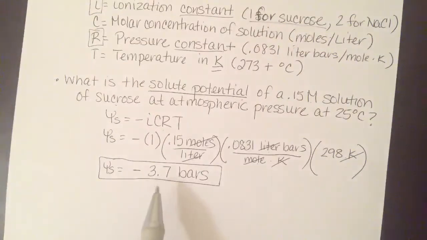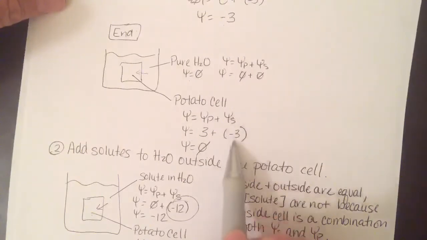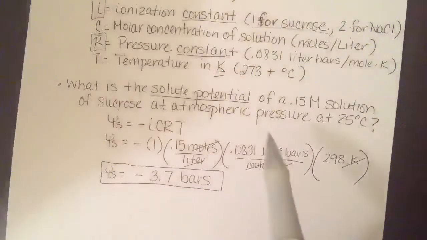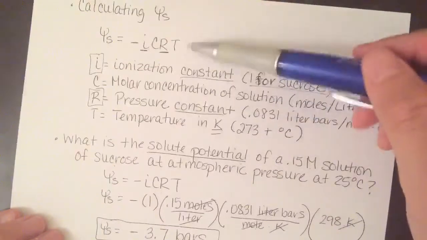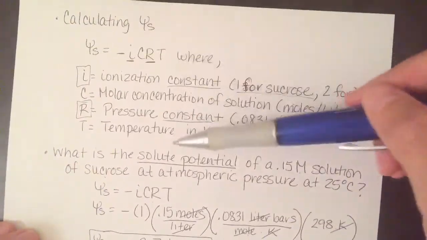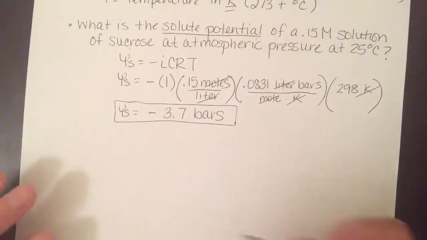So when we go back and look at some of these other things that we drew, that's how they get this negative 3 for a solute potential and so on. These are the pieces of information that they would need to figure that out. So that's how we calculate that. This is not an equation that you have to memorize, but we need to know how to manipulate it. And I'm going to give you some more practice problems in class with that.